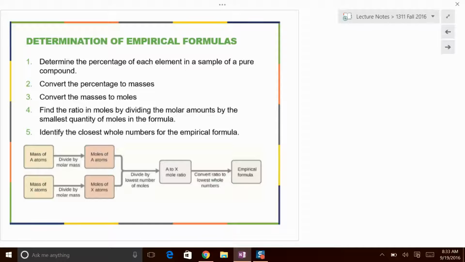ratios to whole numbers. So if one of the ratios comes out to be 1.5, then you multiply everything by 2 to get rid of that half. If one of them comes out to be 1.25, then you multiply everything by 4 to get rid of that quarter. Okay? And then we'll end up with an empirical formula.